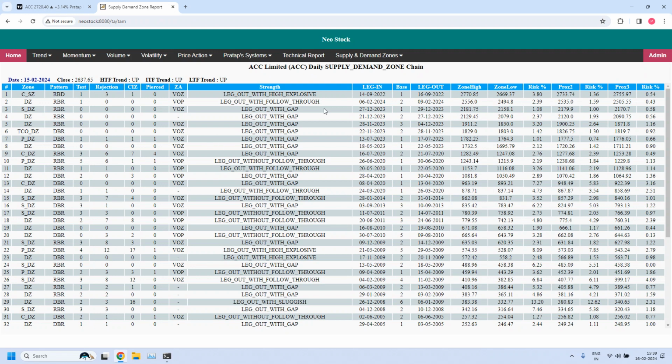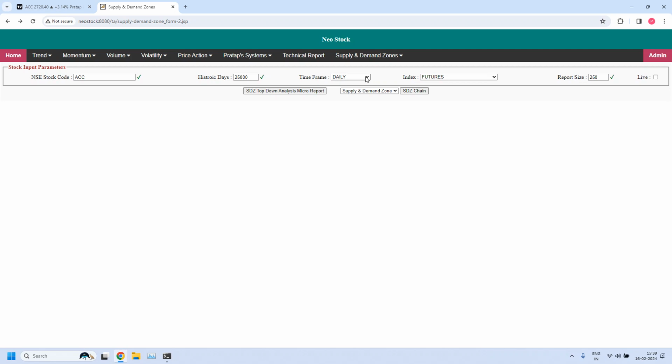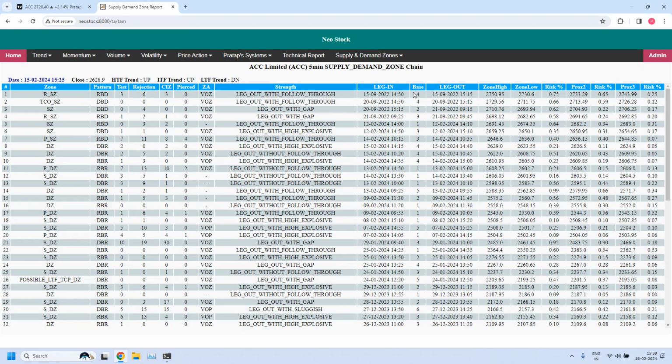So this is the supply demand zone chain for the daily time frame. But what we want is 5 minutes. Because for daily, everything we are able to see in the chart, the data is available. Currently TradingView is not supporting 5-minute data for the year 2022. So that's why I am generating the 5-minute demand and supply zones for ACC. So this is the supply demand zone chain report.